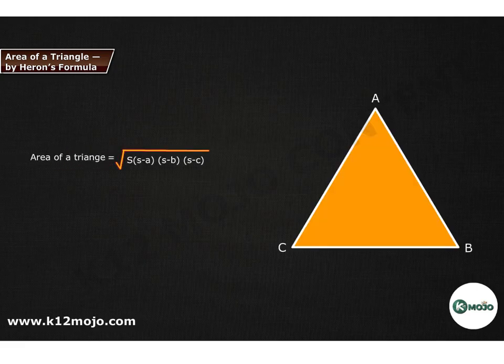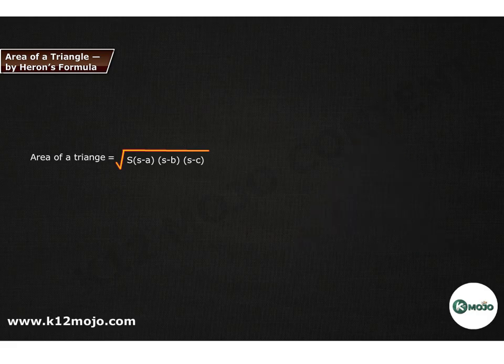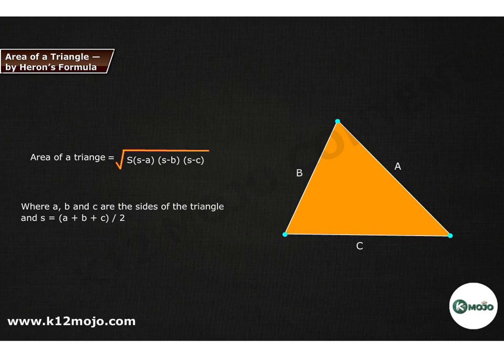Area of a triangle by Heron's formula. The formula for area of a triangle given by Heron's is also known as Heron's formula, and it is given as: area of a triangle is equal to square root of s into s minus a into s minus b into s minus c, where a, b and c are the sides of the triangle and s is the semi-perimeter, or half of the perimeter of the triangle, which is equal to (a plus b plus c) divided by 2.